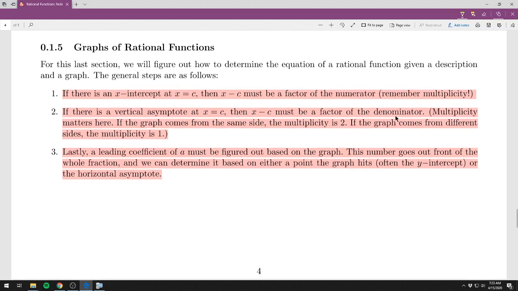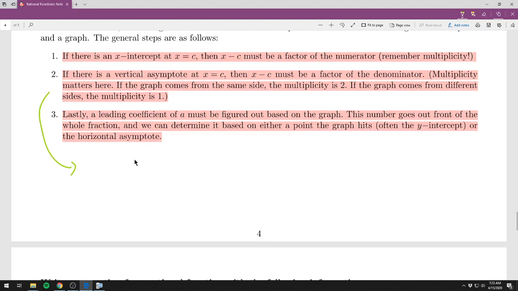For vertical asymptotes, the multiplicity is 2 if the vertical asymptote comes from the same side. And I'll actually explain this with a picture. We'll see it in a graph. But on the graphs, if you have a vertical asymptote, you're going to see a dashed line. That is a terrible vertical asymptote. So I'm going to have 2 of them here just to explain.